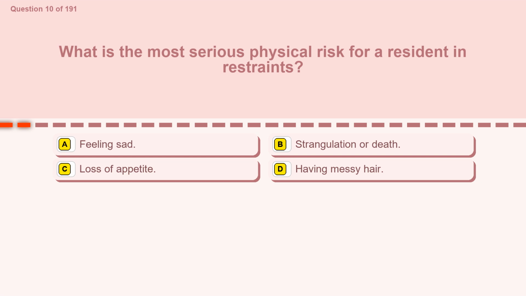Question 10. What is the most serious physical risk for a resident in restraints? Option A. Feeling sad. Option B. Strangulation or death. Option C. Loss of appetite. Option D. Having messy hair.